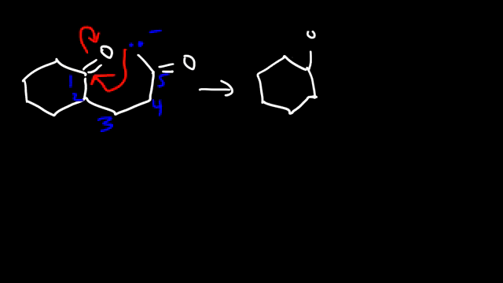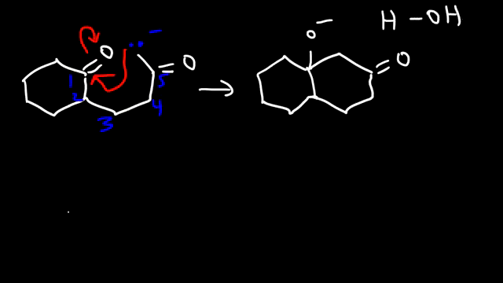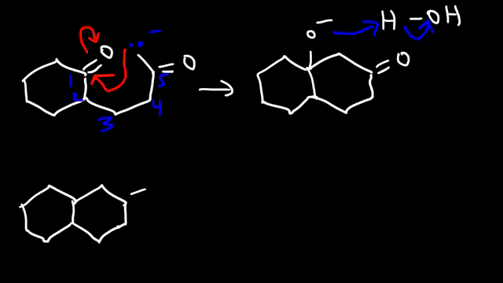So right now we're going to get an oxygen with a negative charge. We have another 6-membered ring, and here's the ketone. So the next step is protonation. So the alkoxide ion is going to take a hydrogen from water, regenerating hydroxide. So now we have an OH group.